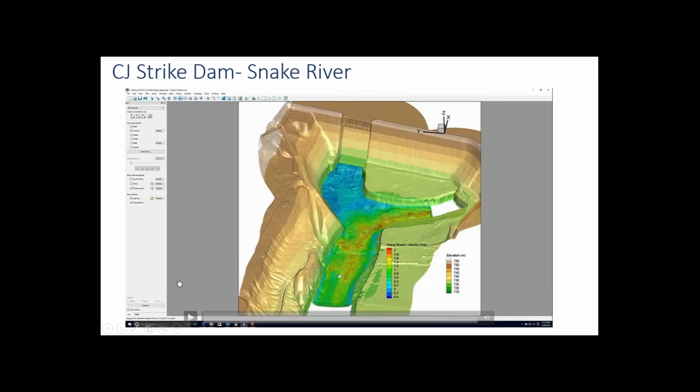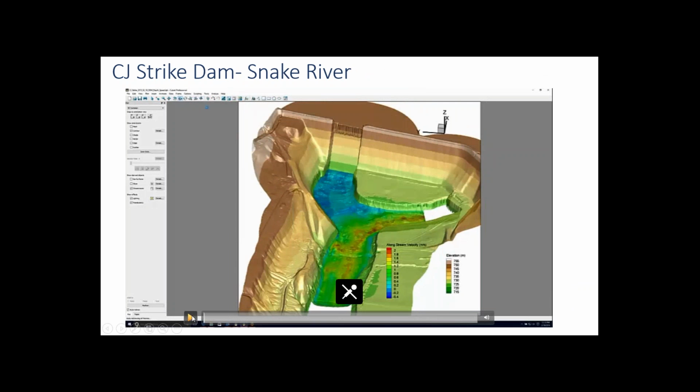So I'm going to give you a quick view and visual of the CJ Strike Dam on the Snake River. And I'm going to ask Art to also chime in and talk about how this would apply for many of the applications.